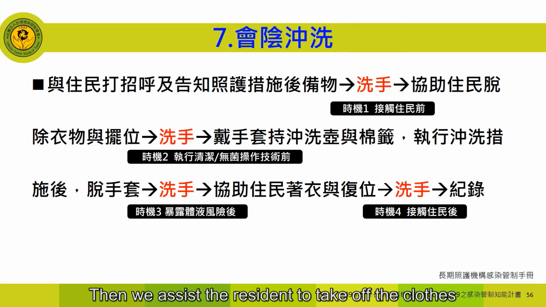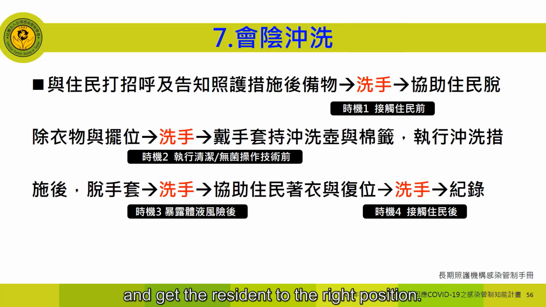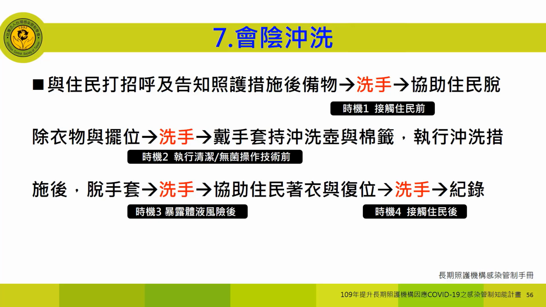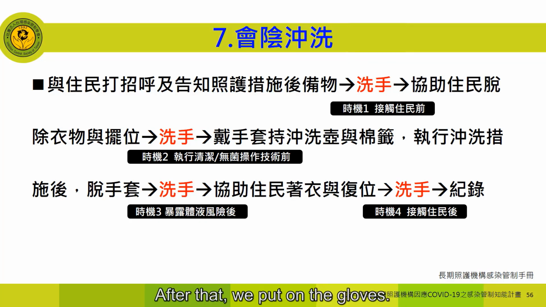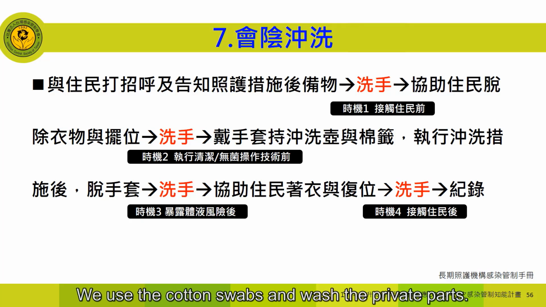Then we assist the resident to take off the clothes and get the resident to the right position. Then we have to wash the hands again. This is moment 2 before operating aseptic cleaning procedures. After that, we put on the gloves. We use the cotton swabs and wash the private parts.